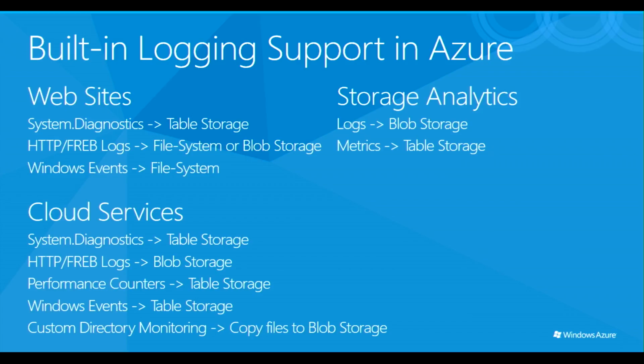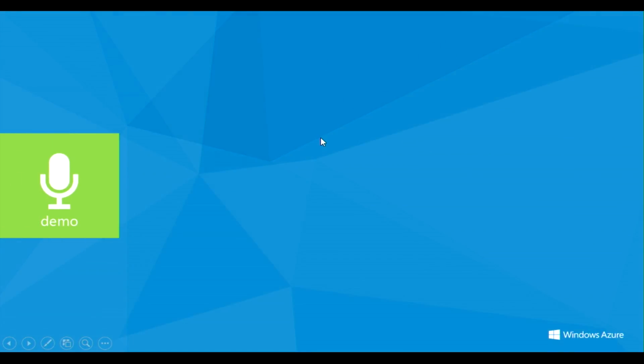Built into most of our compute containers in Azure is built-in logging support. So websites, for example, support a System.Diagnostics listener that automatically logs to storage today. I also showed a little bit earlier how you can wire up the HTTP logs to go directly to a blob or to a file system as well. Cloud services, which is another one of our models, does the same. Storage also has what's called analytics, which also does metrics and logging information as well. So let's go ahead and take a look at this in action.